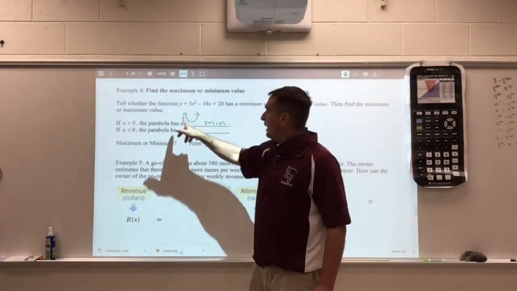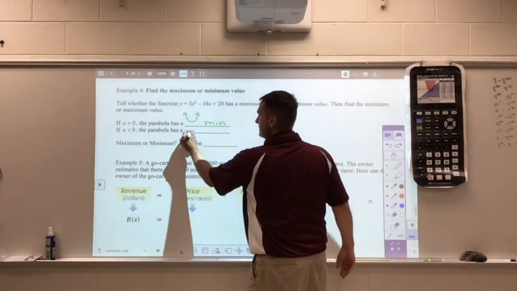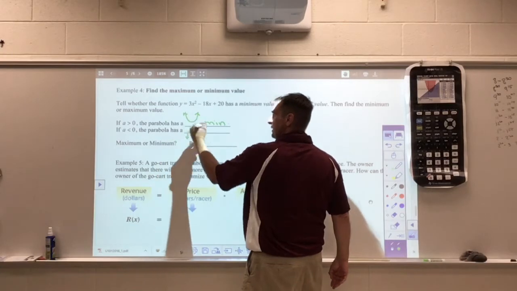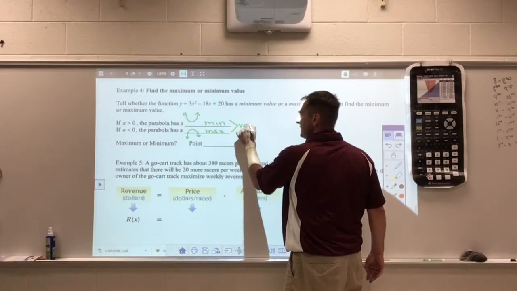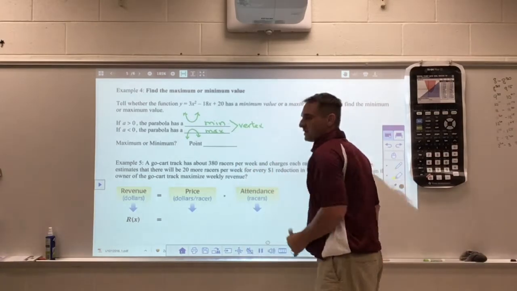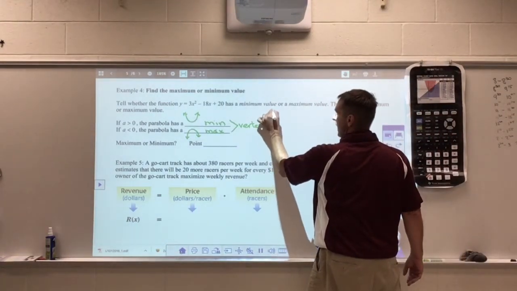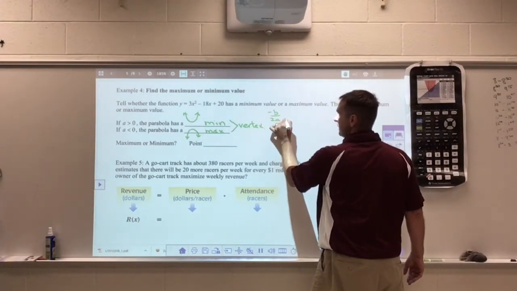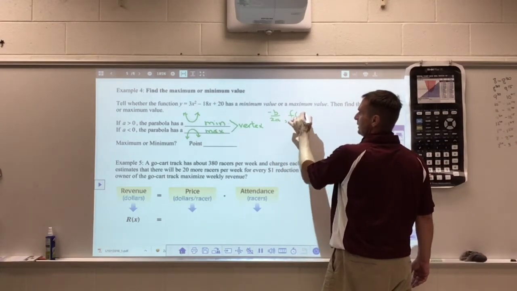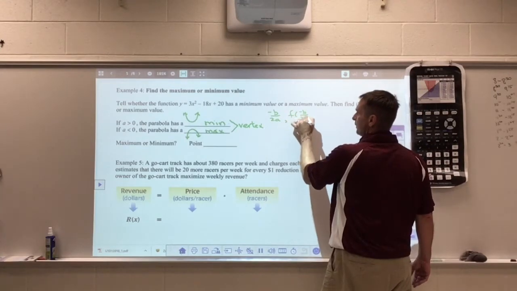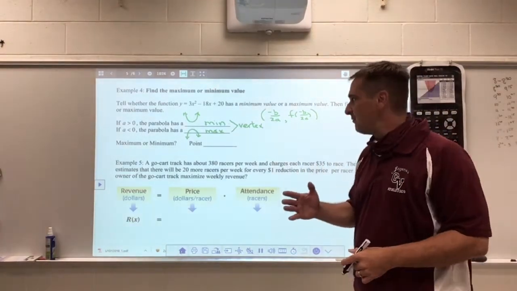If the parabola has a lead coefficient that's negative, that means it's going to open down, and it's going to have a peak or a maximum point. Now, whether it's a min or a max, that's just your vertex. To find your vertex, you're going to use the opposite of b over 2a, and then plug in the opposite of b over 2a. That's how you find your vertex point like we did in the previous graph.